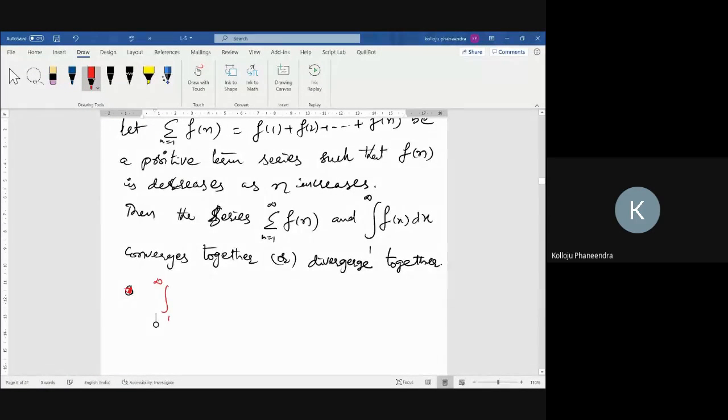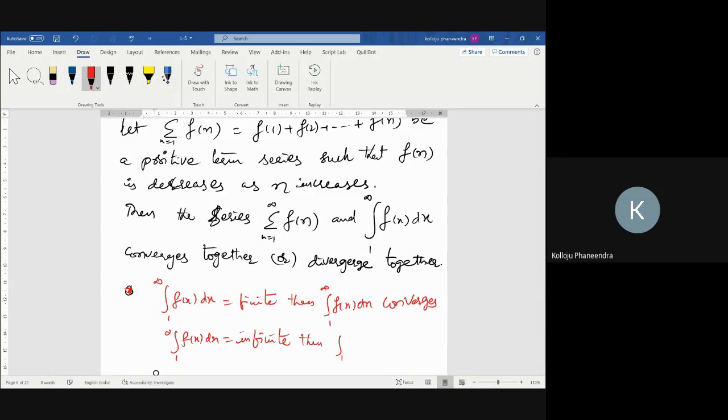if the integral from 1 to infinity of f of x dx converges to a finite value, then the series converges. If the integral from 1 to infinity of f of x dx is infinite, then the integral diverges.